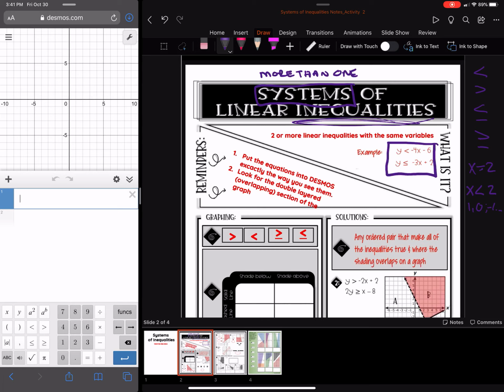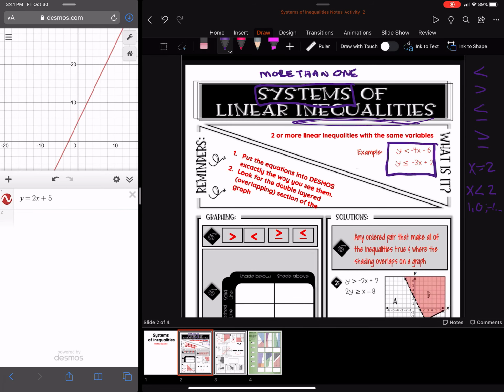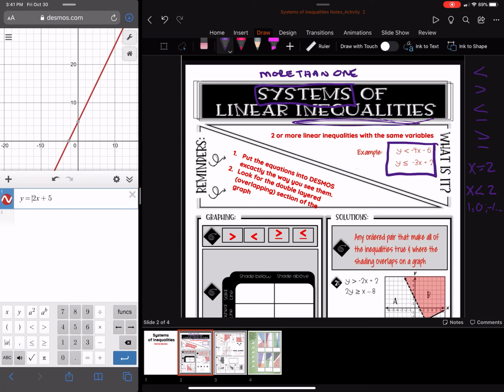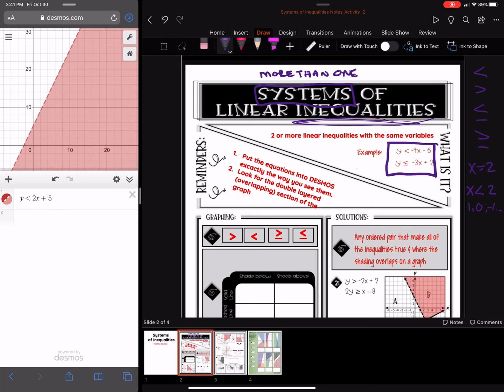So for instance, if I was to give you an equation in y equals mx plus b, so y equals 2x plus 5, here's my line, this nice pretty line. Here's all my little solutions all along this line. However, watch what happens when I take this equal sign and change it to any inequality. What do you notice that happens?